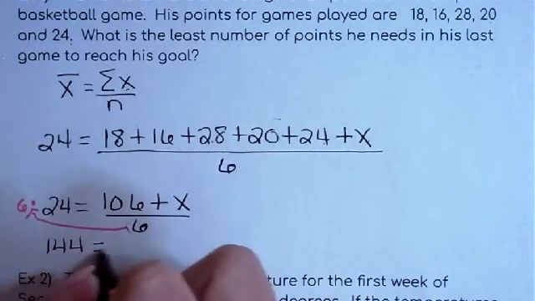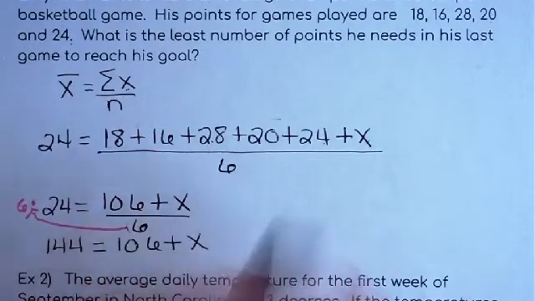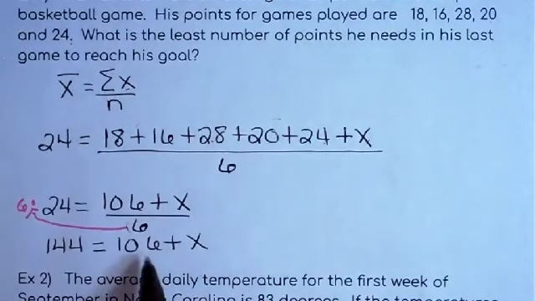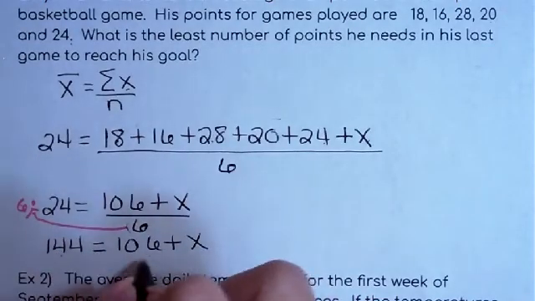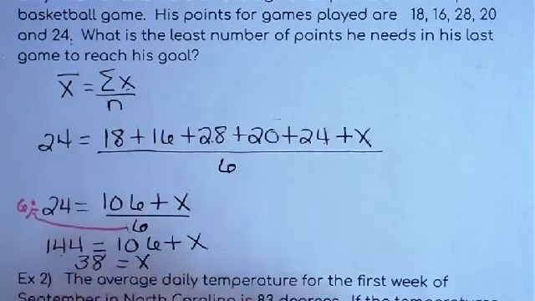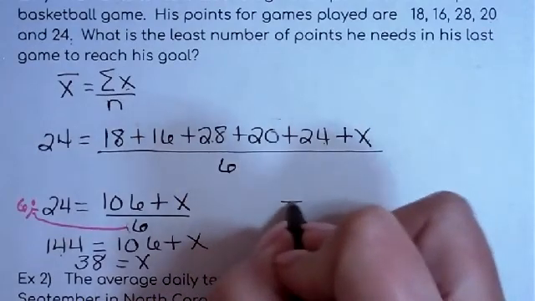144 equal to 106 plus x. And then, of course, we know that last step would be to take this 106 and subtract it from the 144. So that would give me x equal to 38. So what does that mean? Just make a little statement right here.